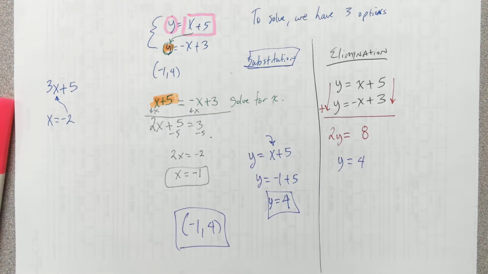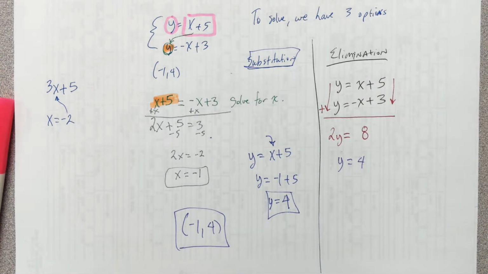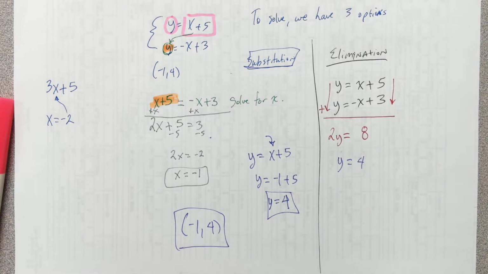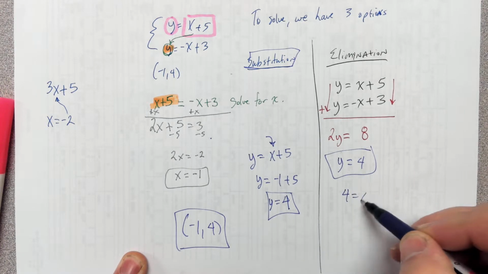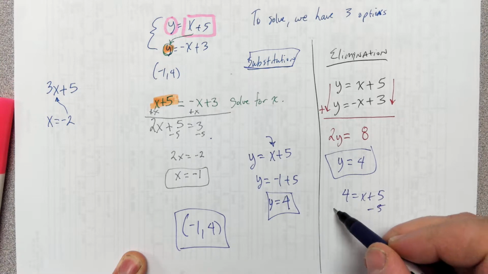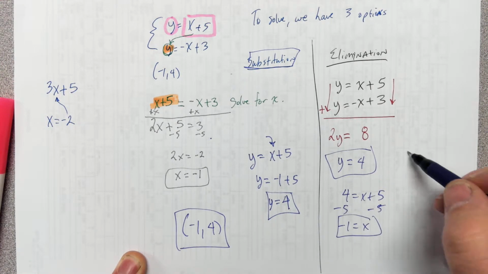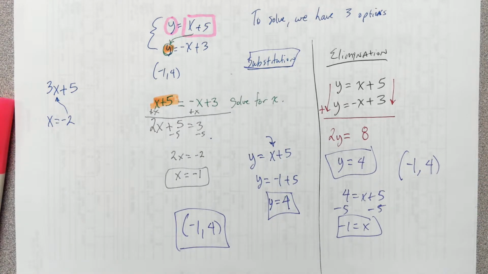But we're not done, because you need to find x. To find x, all you got to do is take this and plug it into either one. It doesn't matter. I would plug it into the first one because there's not a negative. So the second half of your answer: 4 equals x plus 5. Subtract 5 if you want. But we're not done because you have to write your answer. Write x first. It doesn't matter which one you find first, x goes first.